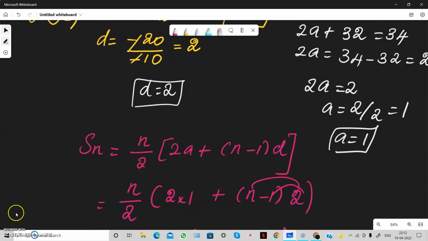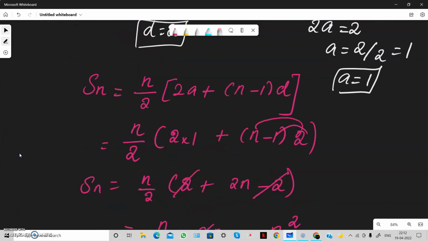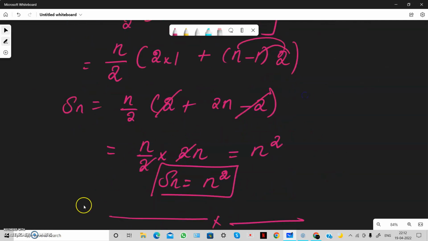Yes. So then at last, you have to substitute the values of A and D in the formula and we will find the general term. Okay. So, I hope you all understand the problem, right? Thank you.